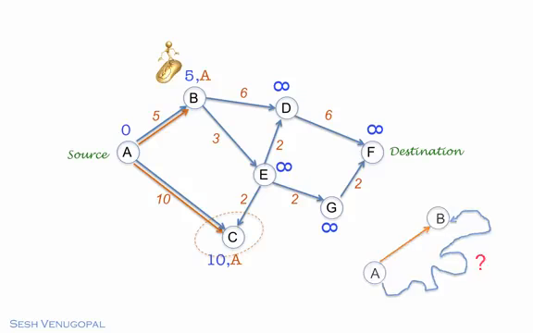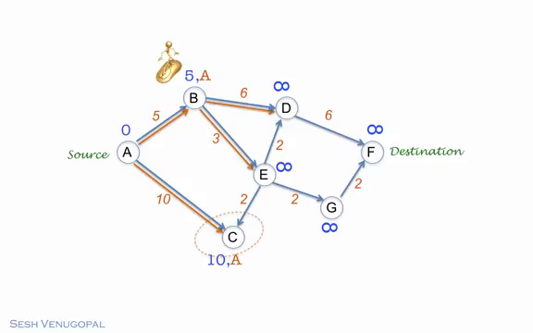Okay, let's carry on. We removed B from the fringe and went from A to B. From there, we can get to D and E. The weight of the edge BD is 6, and the distance to B from the source is 5. So adding these, we get 11, the distance of D from A. We replace the infinity with this new distance because it is less.